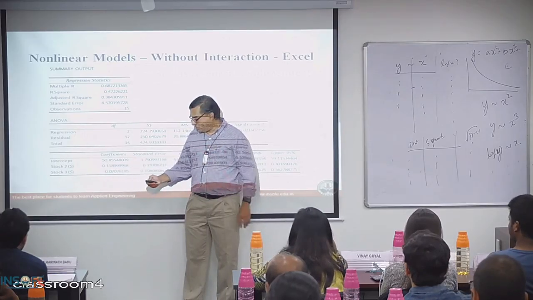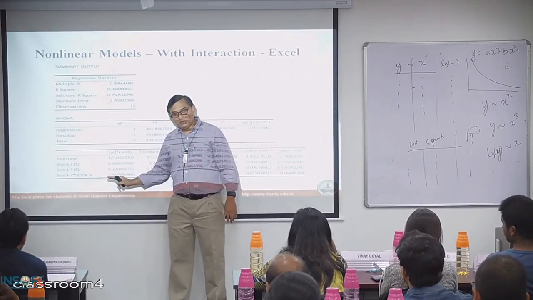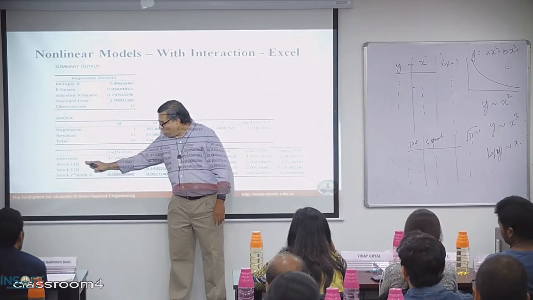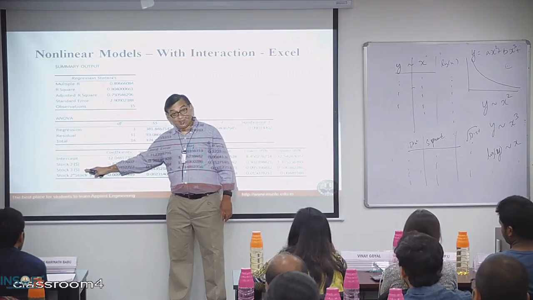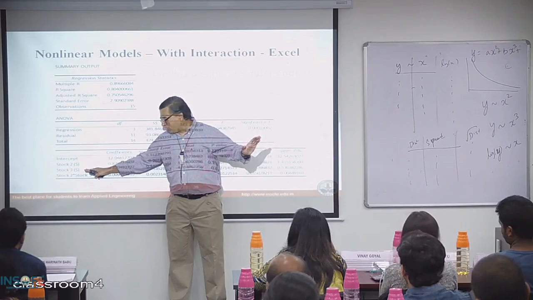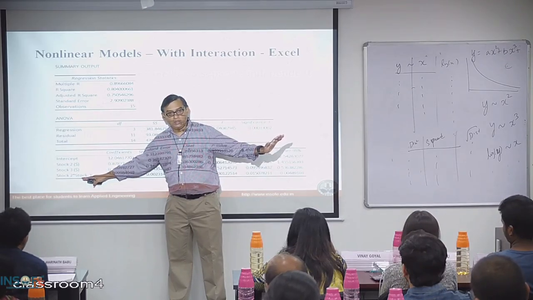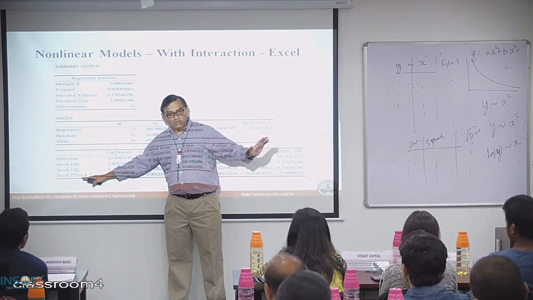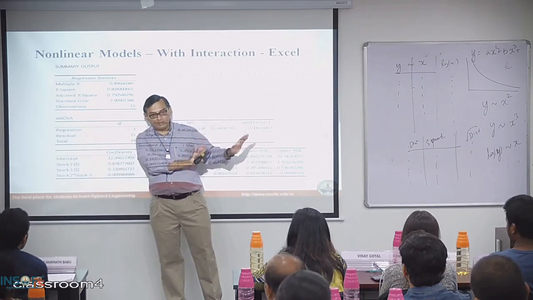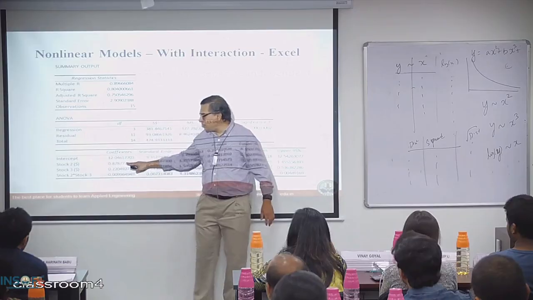Now, if you look at here, it's saying when stock 3 price is kept at some number and this product is kept at some number, right? Now it's a different set of things that are being kept constant. So obviously this value is different.